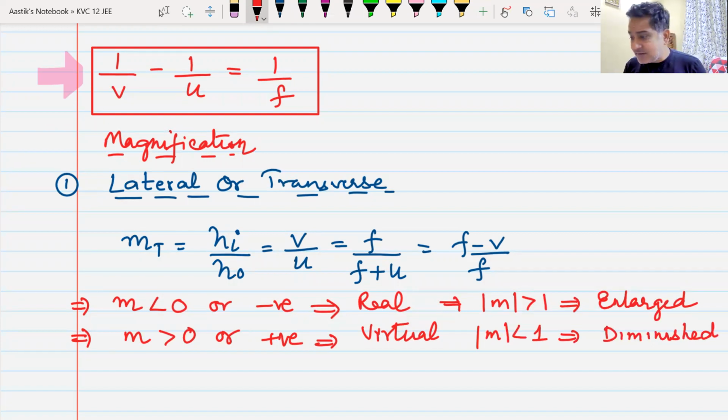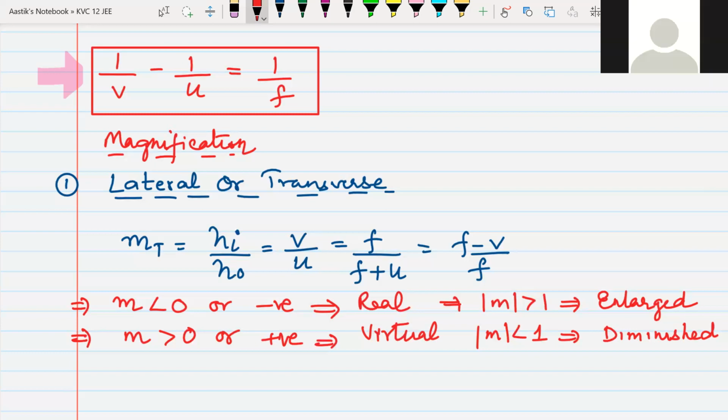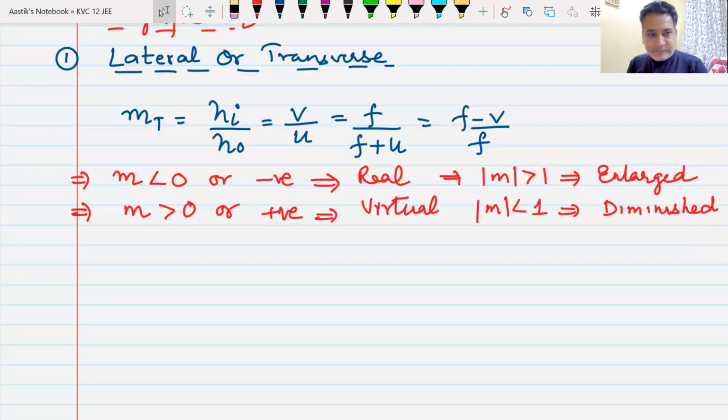We have already done this in great detail in the topic of reflection, and therefore I'm just giving you all these things together. I hope you don't mind it. Yes or no? Please note it down.